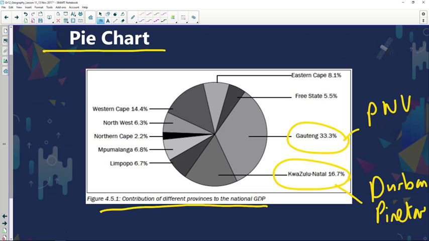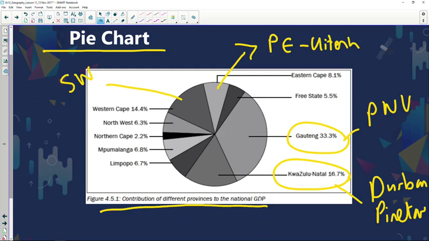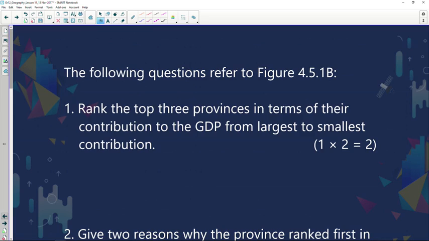And if you look quickly at the Western Cape, third biggest, that's the Southwestern Cape industrial area. And then we've got the Eastern Cape that follows in fourth as your PE Uitenhage industrial area. Now let's quickly look at the questions that you can expect in your final exam paper.